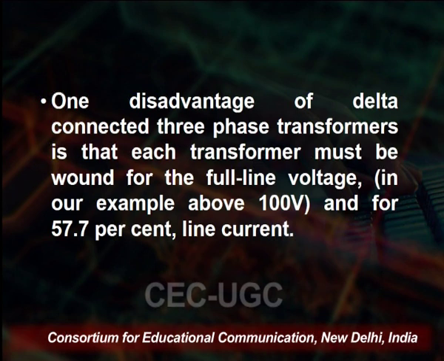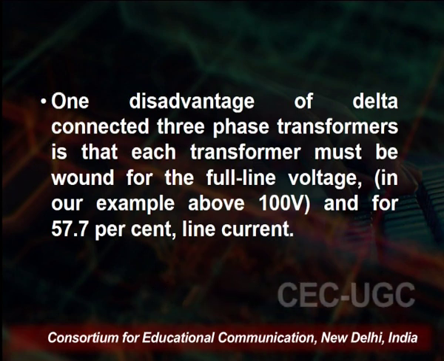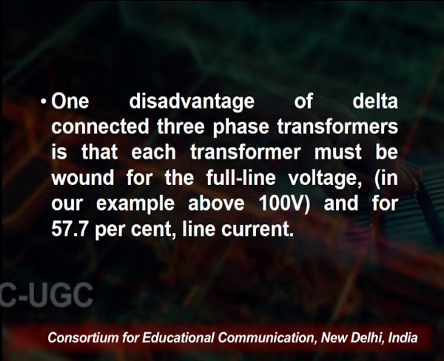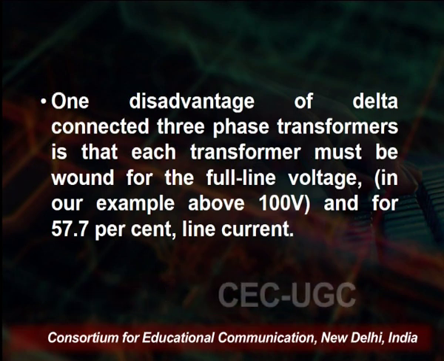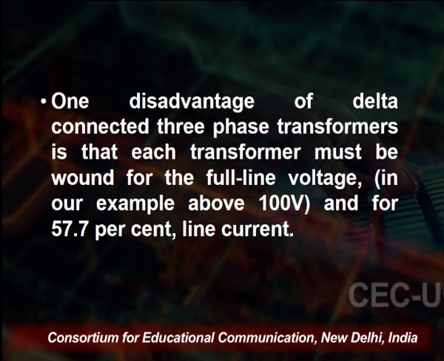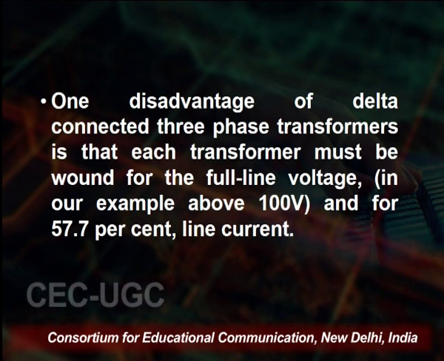One disadvantage of delta connected 3-phase transformer is that each transformer must be wound for the full line voltage. As an example, above 100 volt, 57.7% line current we will get. So, the greater number of turns in the winding together with the insulation between the turns necessitate a larger and more expensive coil than the star connection.